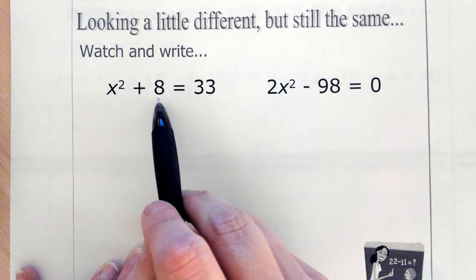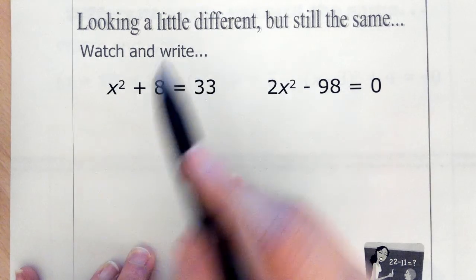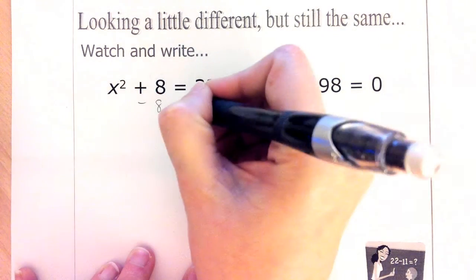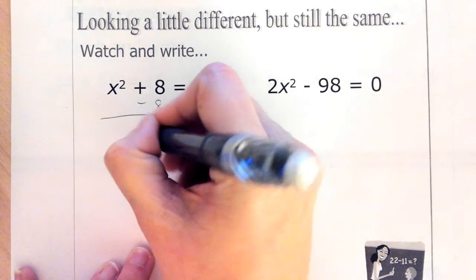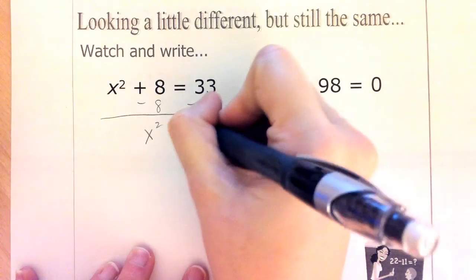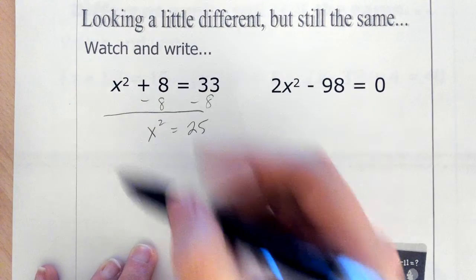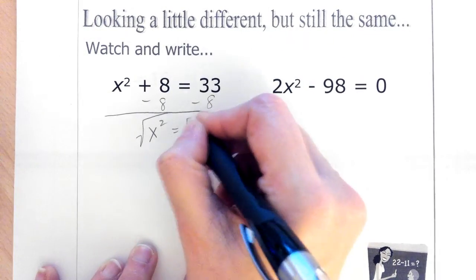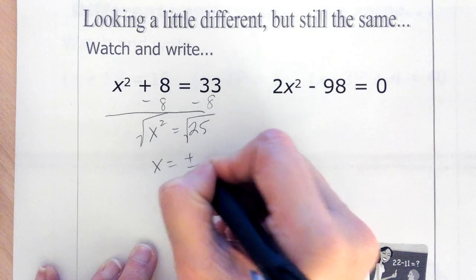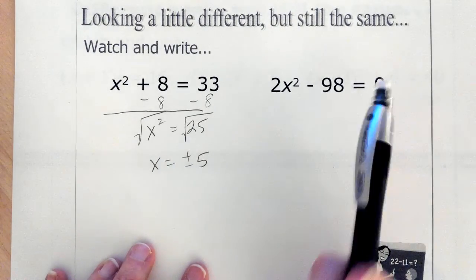So I see x squared plus 8 equals 33. These are both constants, so I'm still okay. I can subtract 8 from both sides. Somebody tell me what 33 minus 8 is? Thank you. I have x squared equals 25. I still don't have a B term, so I can take the square root of both sides, and I get x equals plus or minus 5. Okay? Why don't you guys try this one?